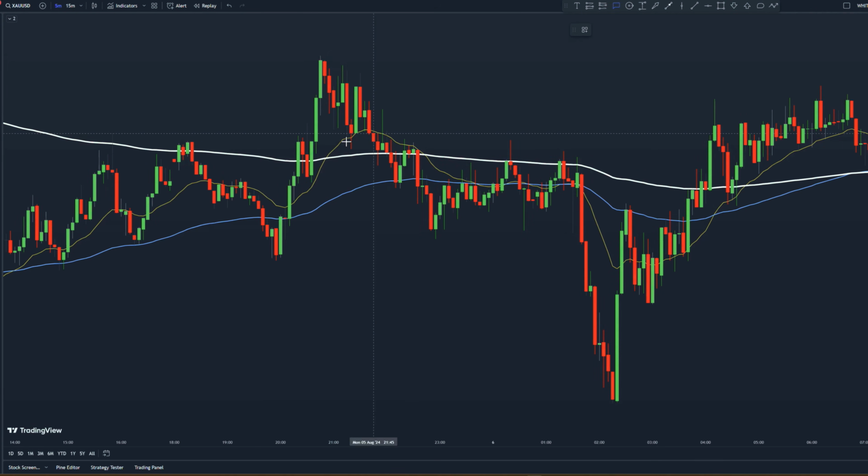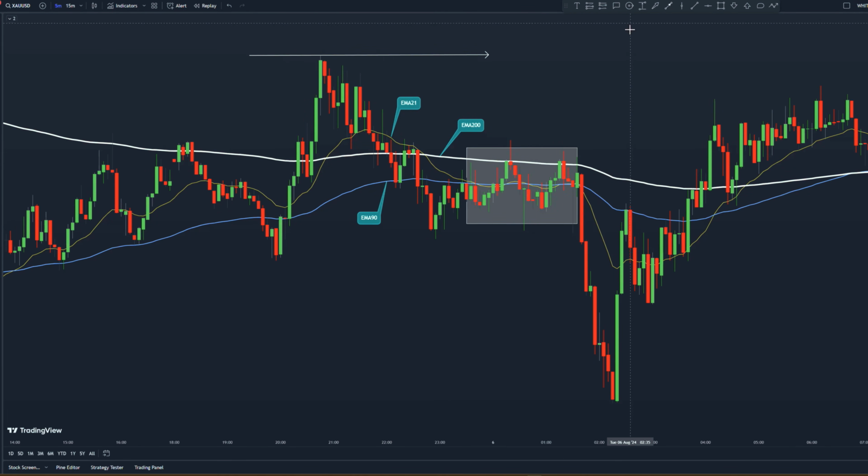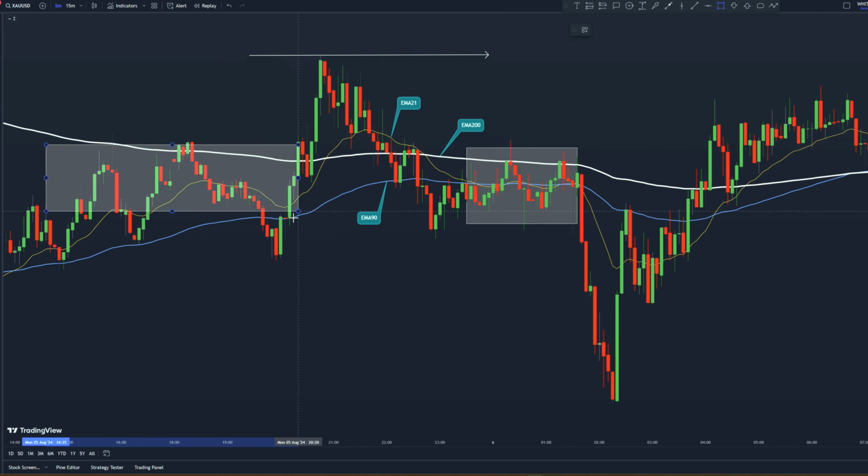Now, observe the next example. See how the EMA lines don't follow the typical order for an uptrend or downtrend? This is known as a sideways market. During these times, the price moves erratically, making trading risky. It's advisable to wait until a clear trend develops before entering the market.